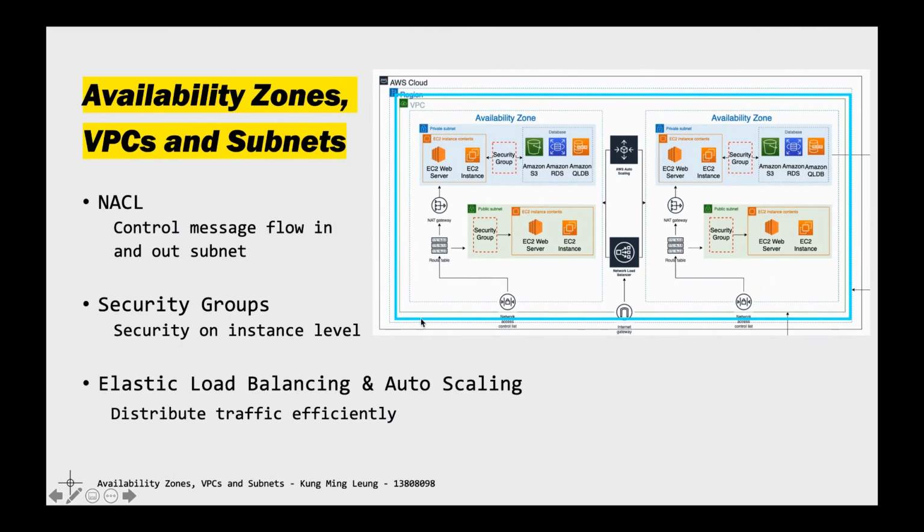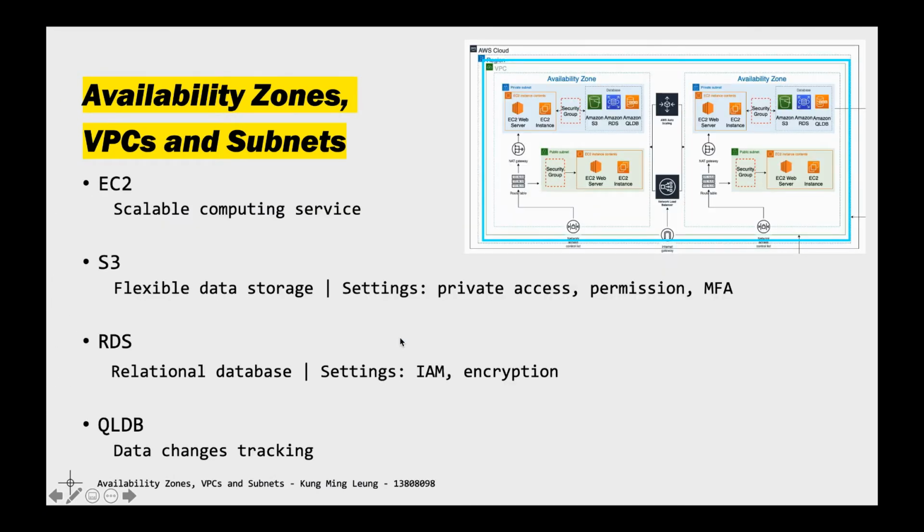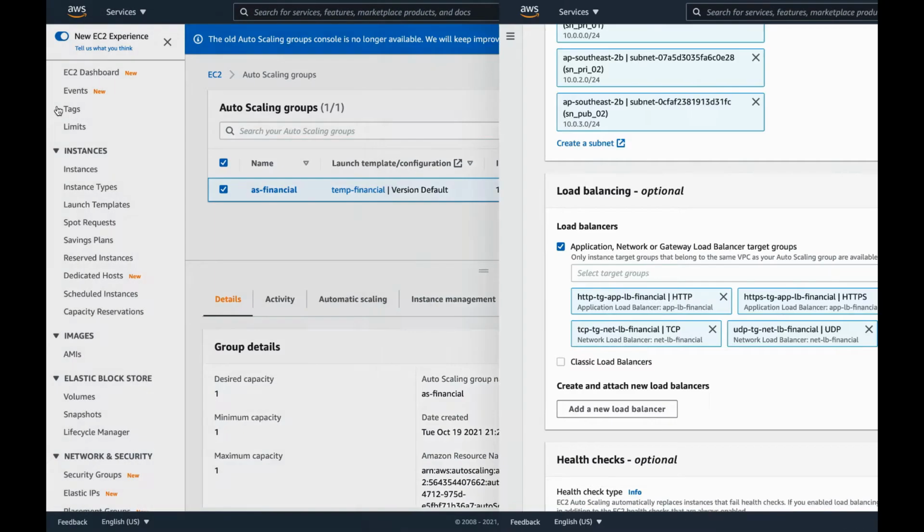Several services are put in the subnets. We have EC2 as a computing service, and S3, RDS and QLDB as databases for different purposes. Take one EC2 in a private subnet as an example.